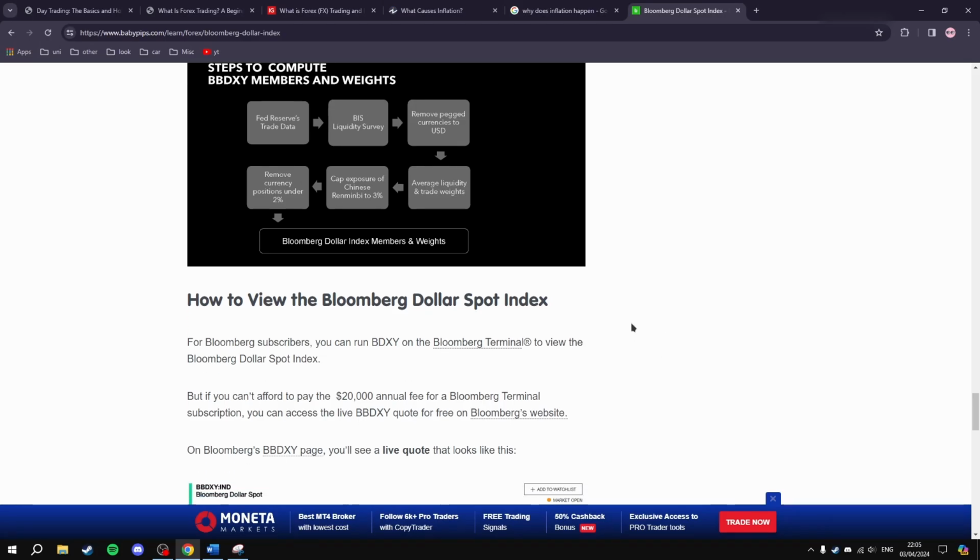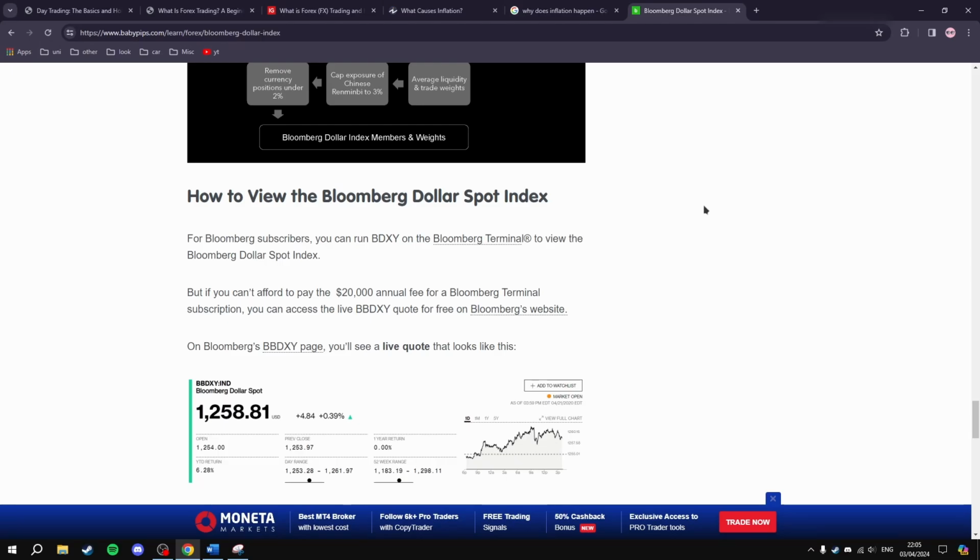dollar spot index. For Bloomberg subscribers, you can run BDXY on the Bloomberg terminal to view the Bloomberg dollar spot index. But if you can't afford to pay the 20,000 annual fee for a Bloomberg terminal subscription, you can access the live BBDXY quote for free on Bloomberg's website.